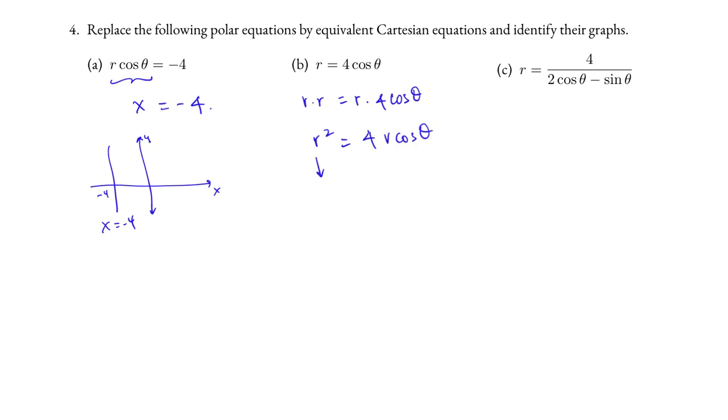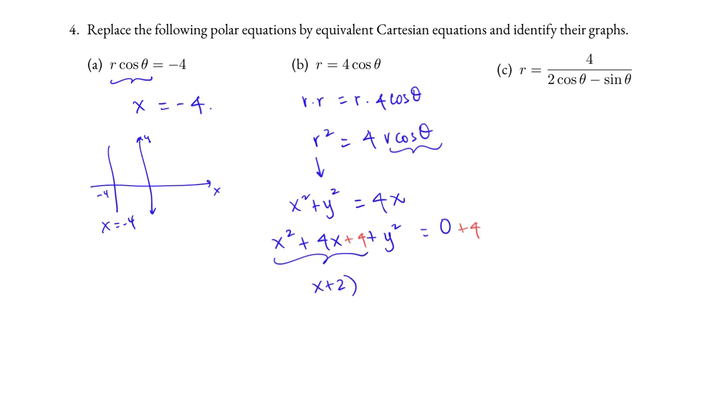The r squared can be substituted with x squared plus y squared in rectangular coordinates, and r cosine theta is x. To identify the graph, we would move 4x to the left-hand side of the equation and add 4 to both sides of the equation. We see that x squared plus 4x plus 4 is x plus 2, the quantity squared, plus y squared equals 2 squared. So this is the equation of the circle centered at negative 2, 0 with the radius r equals 2.